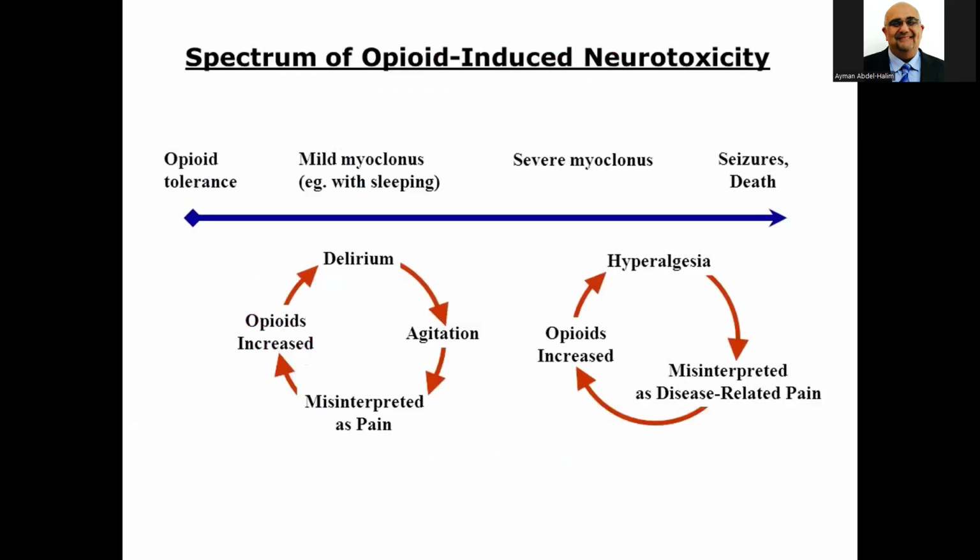Spectrum of opioid-induced neurotoxicity. I like to explain the neurotoxicity related to opioids as a spectrum, starting from opioid tolerance, going up to seizures. And then you can get delirium, you can get a condition called opioid-induced hyperalgesia, where the opioids actually turn into a stimulant agent for pain; instead of reducing the pain, it will increase the pain. Also, myoclonus is a very important sign for opioid-induced neurotoxicity.